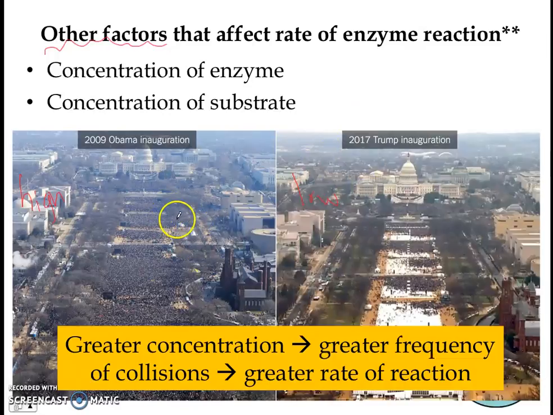So question, in which one do you think there'll be a higher rate of enzyme reaction? Where do you think there'll be more effective collisions? When we talked about collisions just now, clearly, where there is a greater concentration of people, or in this case, a greater concentration of enzymes and substrates, there will be a greater frequency of collisions and a greater rate of reaction. So as concentration of enzyme increases, the rate of reaction increases. As concentration of substrate increases, the rate of reaction also increases. Alright, so that's just for your awareness.